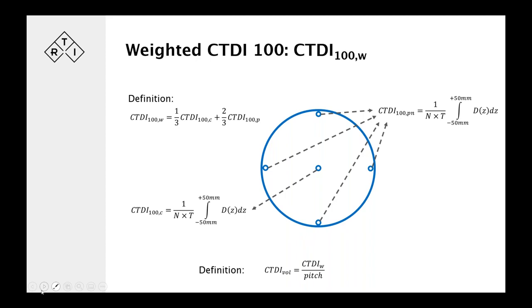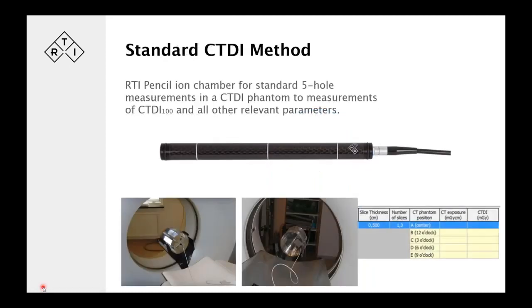To get the CTDI volume, which is usually displayed on the CT scanner console, we also take into account the pitch. So if we have a movement in there, it's the CTDI weighted divided by pitch. These are all standardized formulas that are used in the industry, so there's no news in there. How is that done then?